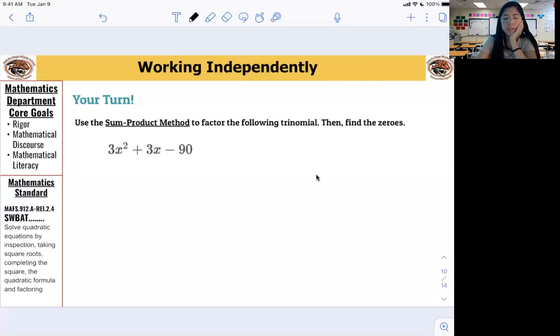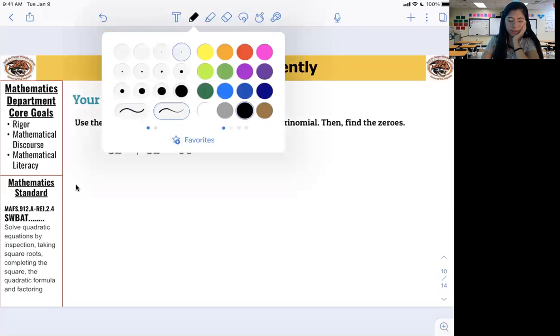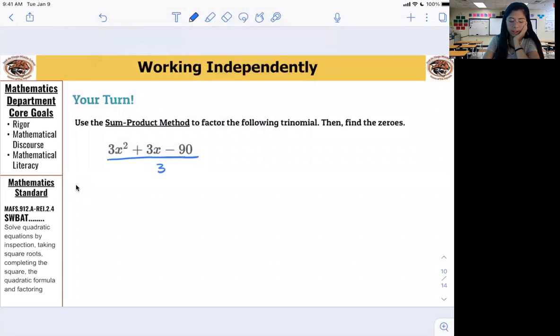Okay, check this one out. What should I be doing first? Okay, good. I'm seeing it in the chat. First thing I gotta do, I have that 3. We gotta divide it out, factor it out. Now it's not going anywhere. It's just gonna be out in the front. But I divide everything by 3, so I end up with x squared plus 3 divided by 3 is 1, so x. And then 90 divided by 3, I got 30. And don't miss the negative.